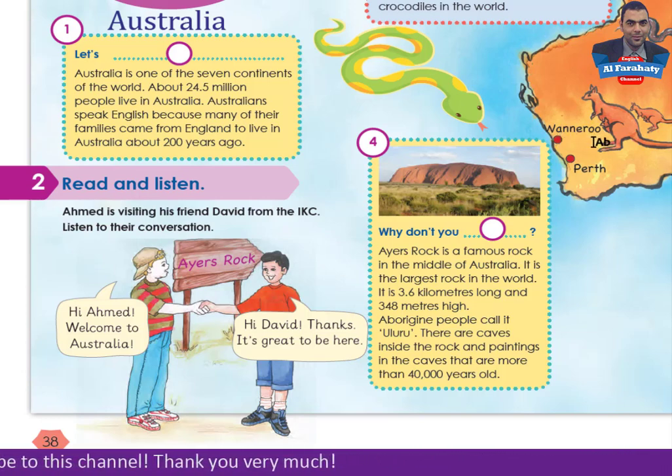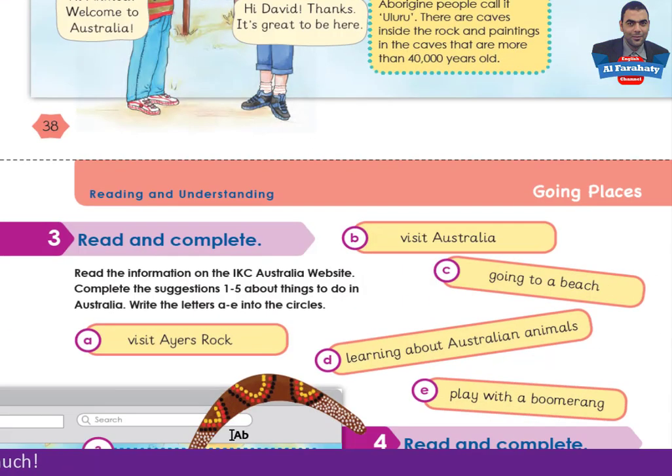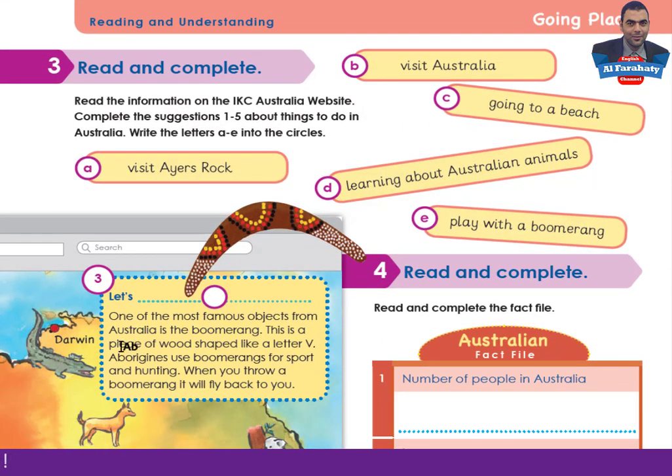Wanneroo. This is Wanneroo, the town that David lives in. Let's go to page 39, activity 3. Read and complete. Read the information on the IKC Australia website. Complete the suggestions 1 to 5 about things to do in Australia. Write the letters A to E into the circles.